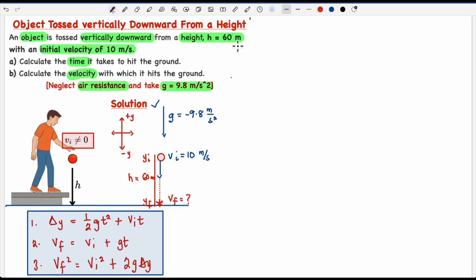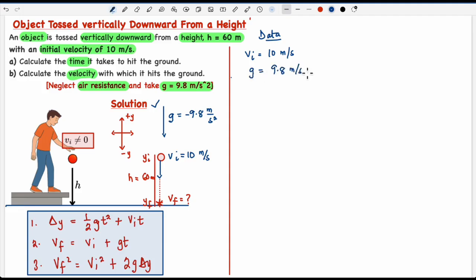All right, with this problem set up, first let's look at the data that we can take from this problem. We are given the initial speed, so 10 meters per second. We are given g, which is acceleration of free fall, to be 9.8 meters per second squared. We are given the vertical height to be 60 meters. And we are to determine the time it took this object to hit the ground. And also, we are to determine the final velocity with which this object hits the ground.